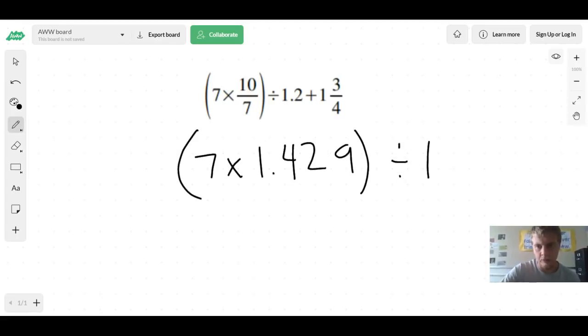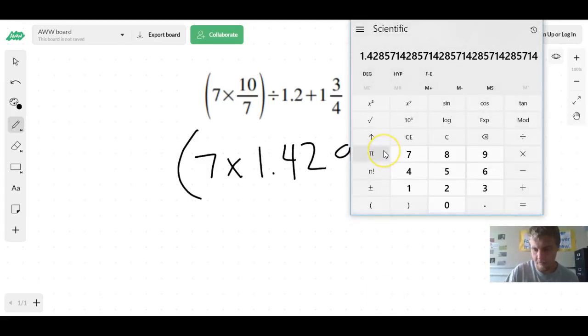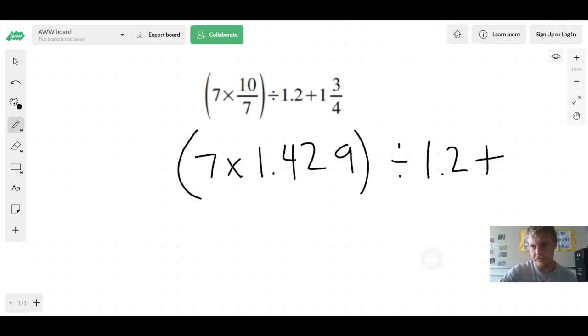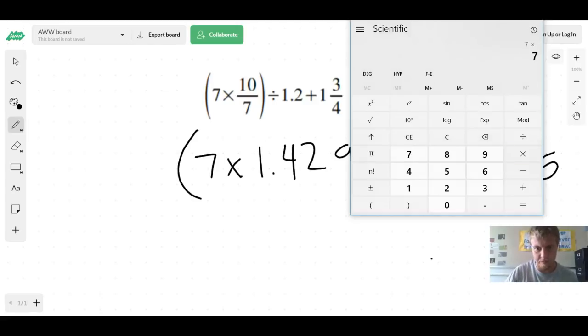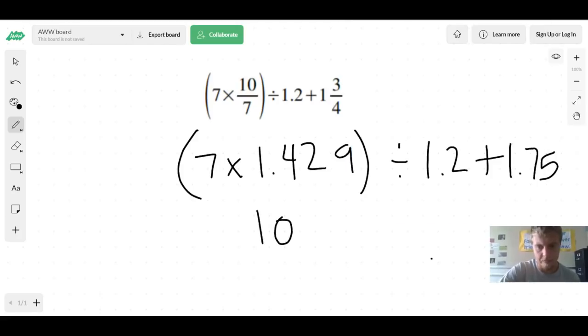This would be divided by 1.2 plus, and then we're going to want to divide that fraction out. So that fraction is 0.75, so that'd be 1.75. So this is what we would have right now. Now what we're going to do is 7 times 1.429. And we can see that that is real close to 10, so we're going to leave that as 10 divided by 1.2 plus 1.75.